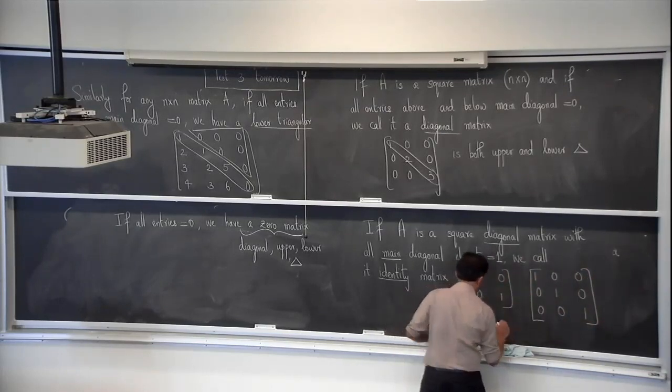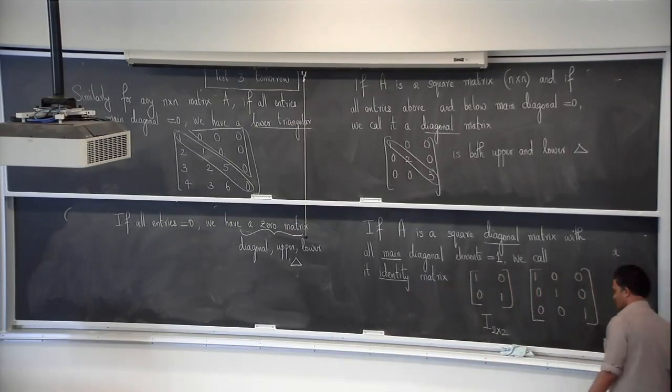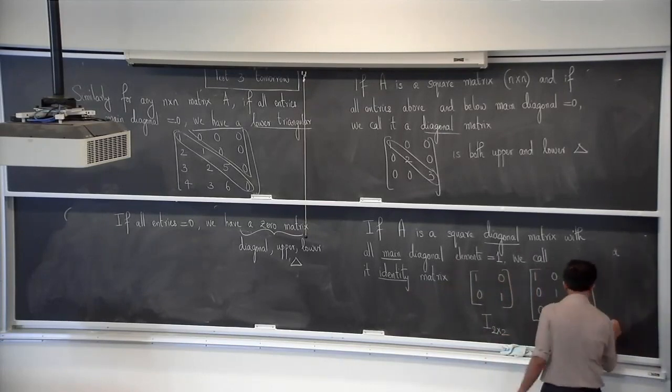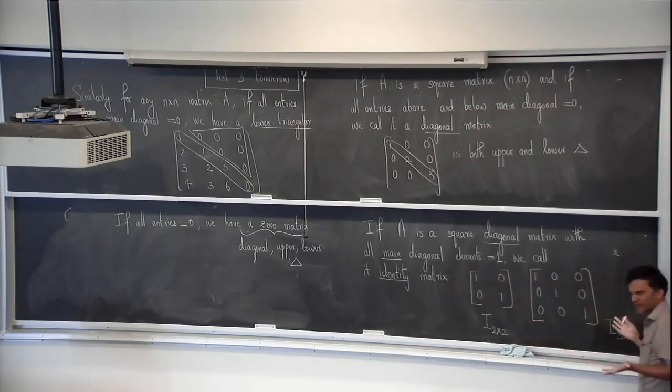And usually we use the uppercase I for identity. So this is identity 2 by 2. This is identity 3 by 3. You might think, what's the big deal with this matrix? Why is this important and why is that not important?